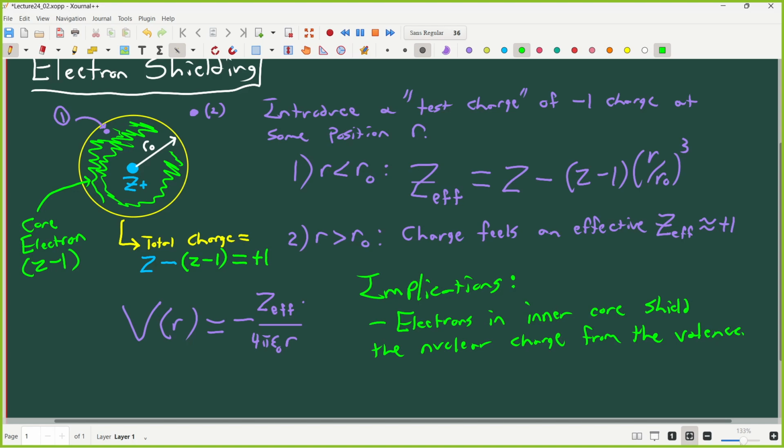So again, this immediately leads to the idea of why the periodic table has columns to begin with. All the atoms in the same column have roughly the same number of valence electrons, and therefore they're all shielded by roughly the same amount from the core. Therefore, they all act very similarly.